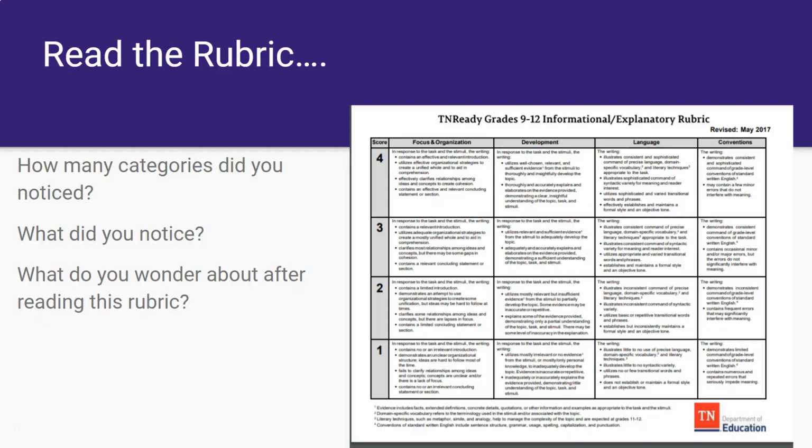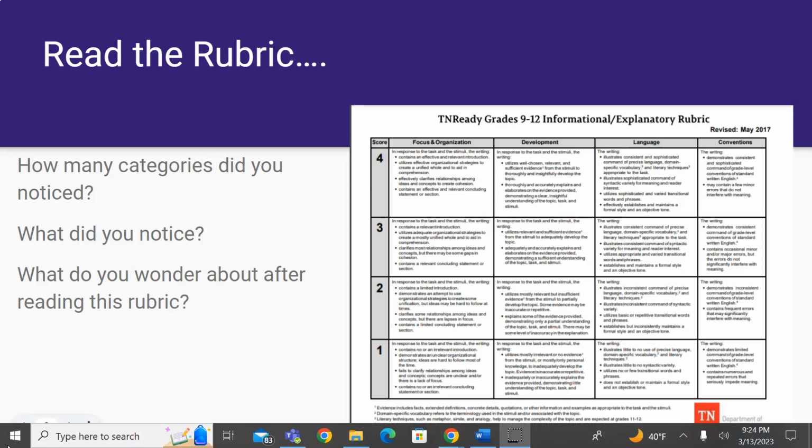All right, so let's take a minute and look at the rubric. I want you to pause your video and just look at the rubric. Okay, so you had an opportunity to look at your rubric. How many categories did you notice? What did you notice? And what did you wonder after reading this particular rubric? If you were not able to read this rubric, I have posted a rubric in our Canvas course. It is under the heading EOC or 10 ready rubrics, 10 ready writing rubrics, okay?